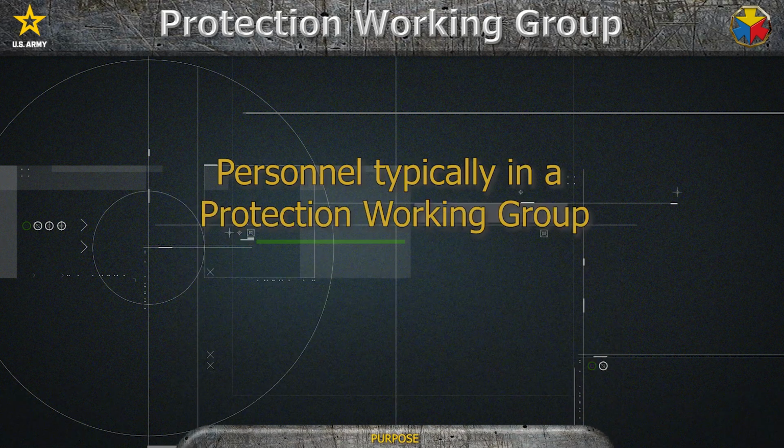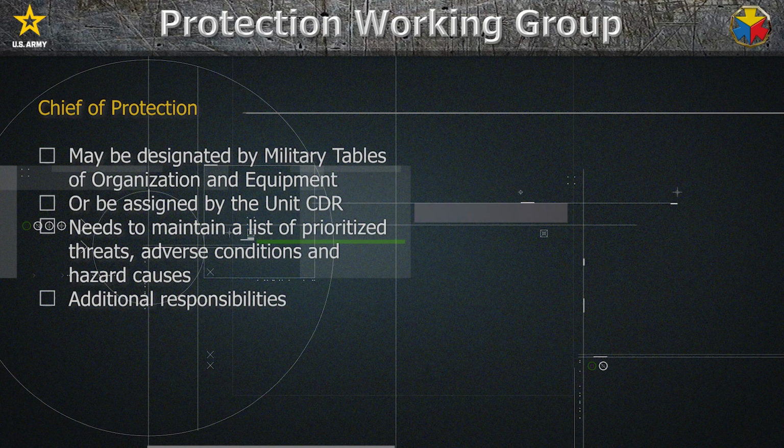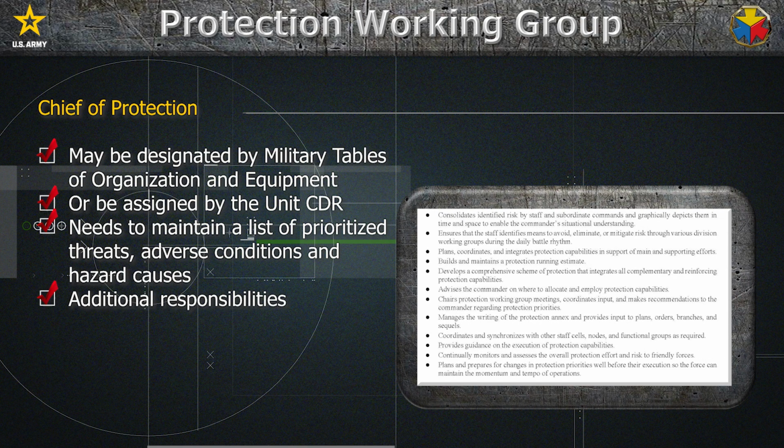Let's look at the personnel who are typically in the protection working group, starting at the top. The Chief of Protection may be designated by the military tables of organization and equipment, or be assigned by the unit commander. The protection chief needs to maintain a list of prioritized threats, adverse conditions, and hazard causes. Additionally, the chief has these responsibilities.